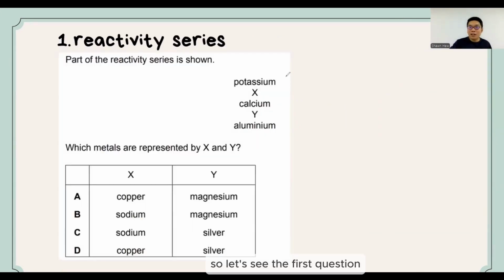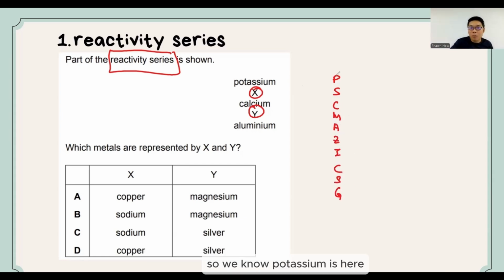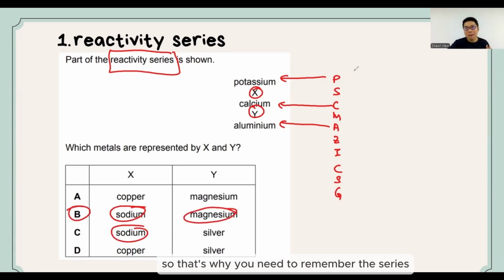So let's see the first question, reactivity series, and it gives you this, asking you what is X and Y. So according to please send cat, monkey, and zebra into cute small garden, we know potassium is here, calcium is here, aluminium is here. So obviously X is sodium. Y is magnesium. So that's why you need to remember the series.